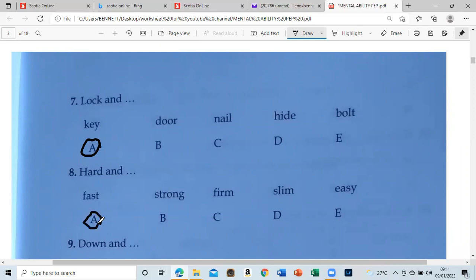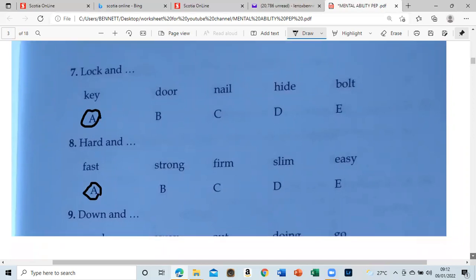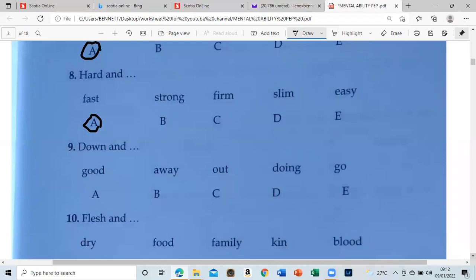All right, guys, remember you're encouraged to type in the answer. Number 9, is it down and good, down and away, down and out, down and doing, down and go? And number 9 is down and out. All right. Let's move on to number 10.